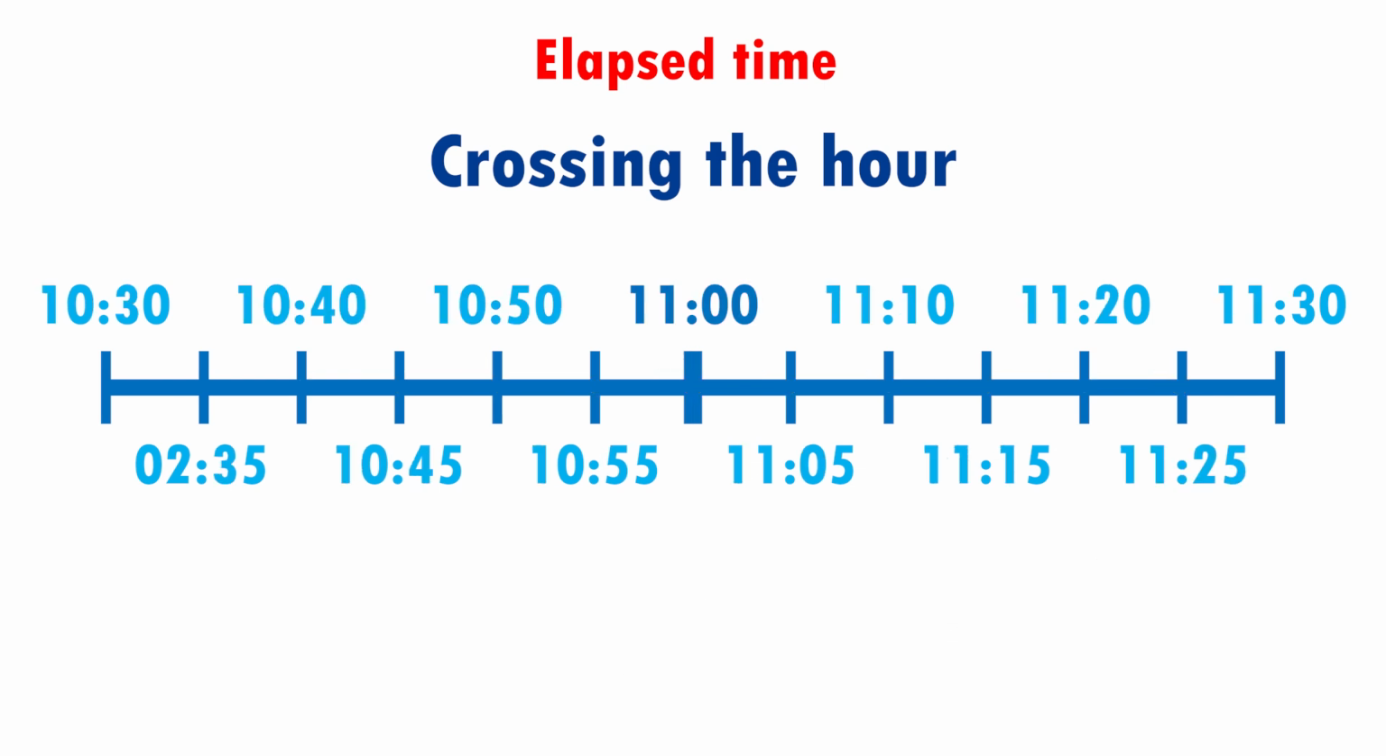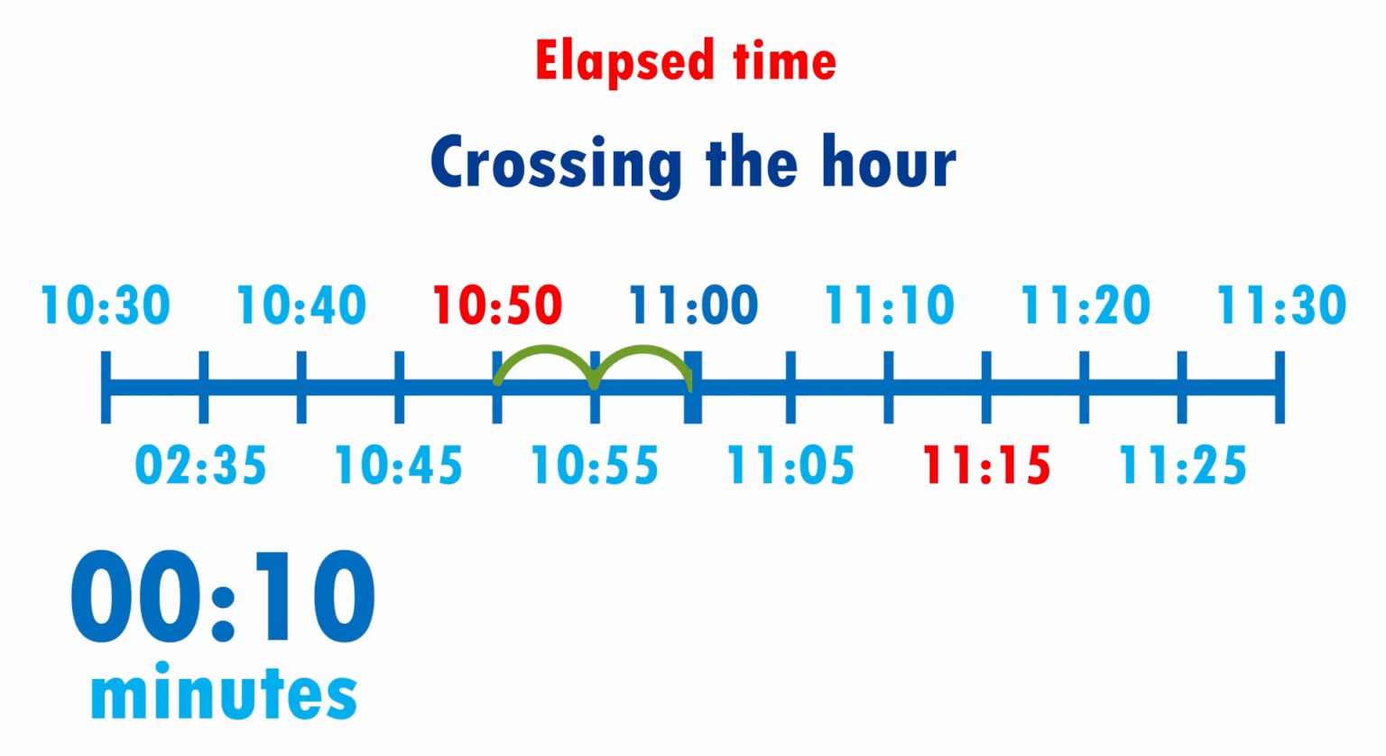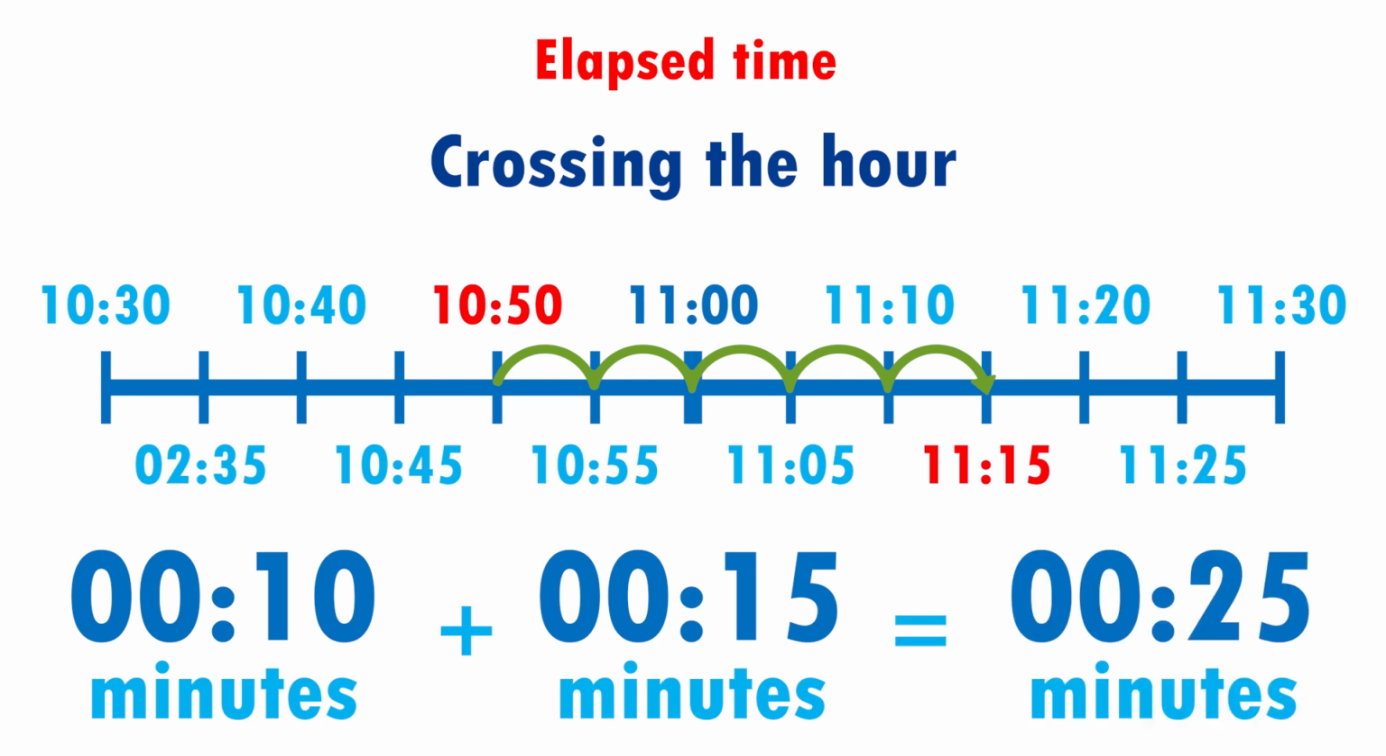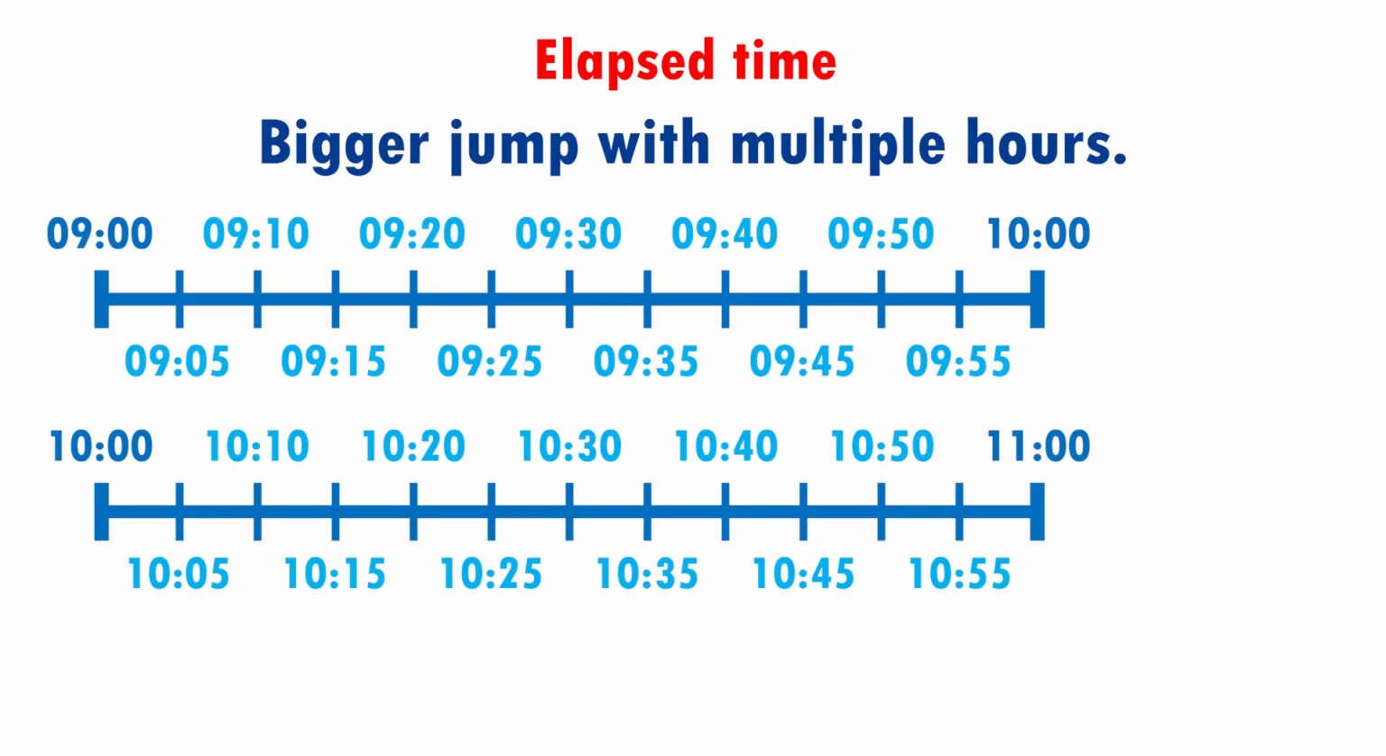Another example across the hour, 10:50 to 11:15. First move to 11 o'clock, which is 10 minutes. Then continue to 11:15, which is 15 minutes. Altogether, the elapsed time is 25 minutes. Super easy, right?